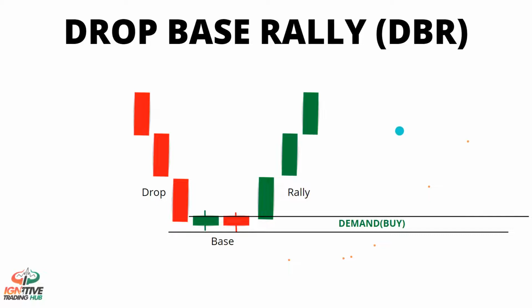Then we have the drop based rally. This one is for demand. On drop based rally you can see the market is falling or dropping. Then after the market drops, it will be moving sideways, which is our base, where our demand area is, our buying zone. Then we have the rally here. On the rally, the market is pushing up, it's going up. Okay, so this is a drop based rally.